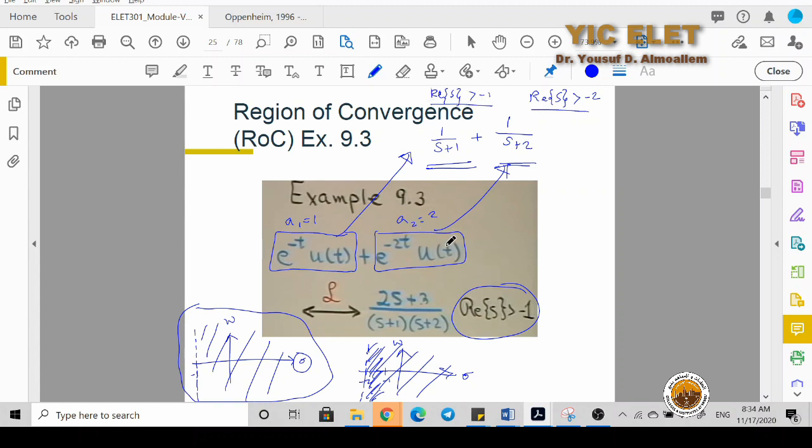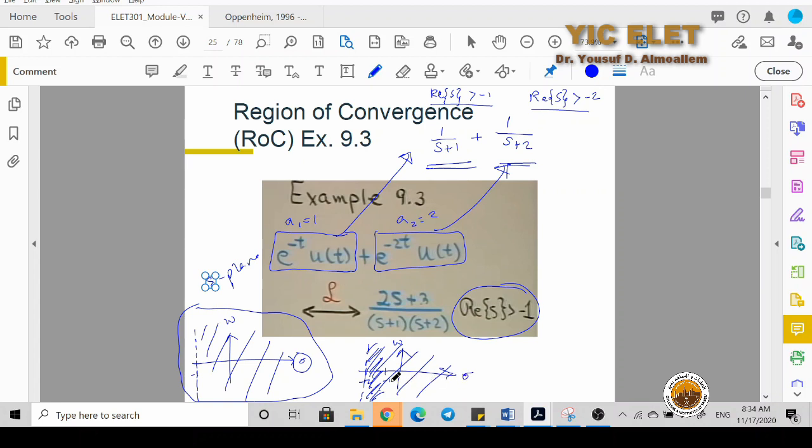And this one we did the same. It converged only in this region. Now we have a summation of two terms. One converges in this region and one converges in this region. When we plot it in the S plane, we will find this is the area for the first term, and this is the area for the second term.